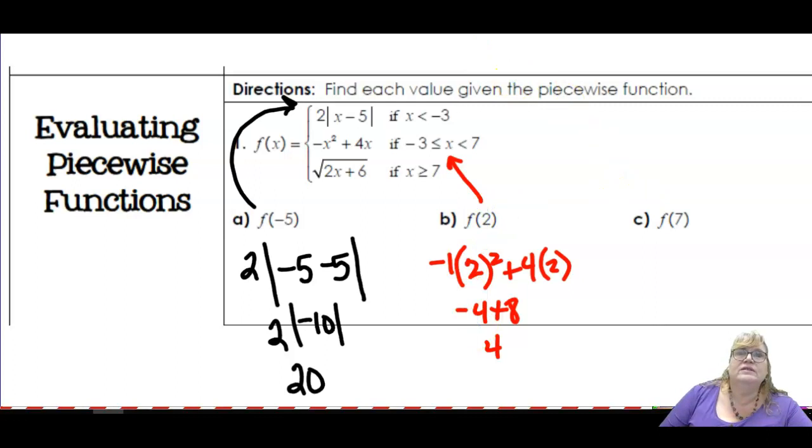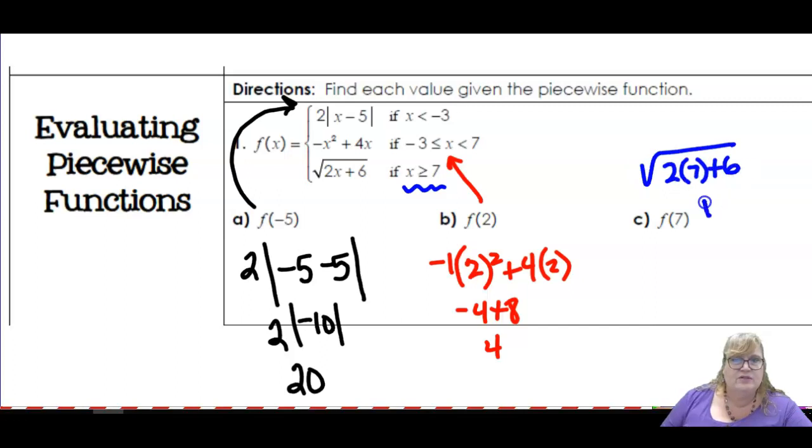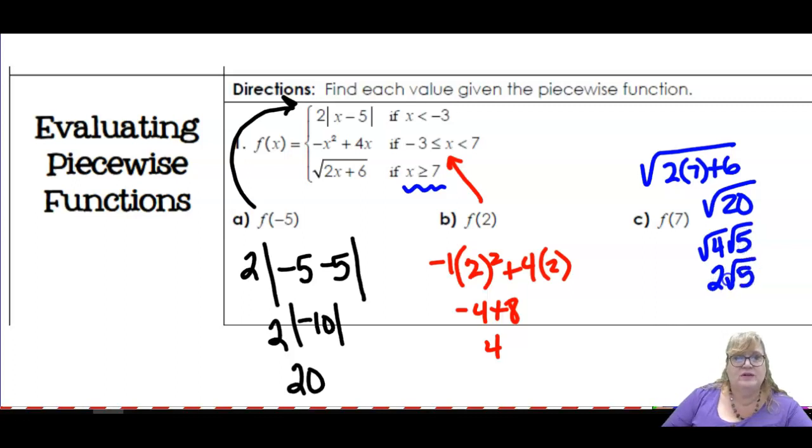Then last one here we have is a 7. 7 is not less than 7, it is greater than or equal to, so we're putting it in this square root guy. So we have square root of 2 times 7 plus 6. That would be 14 plus 6 is 20. I'm not going to be picky on a problem today about radicals. I would like you to practice simplifying, but if you give me a decimal, that's okay. Square root of 4 is 2, square root of 5. All right, so there's the simplified version.